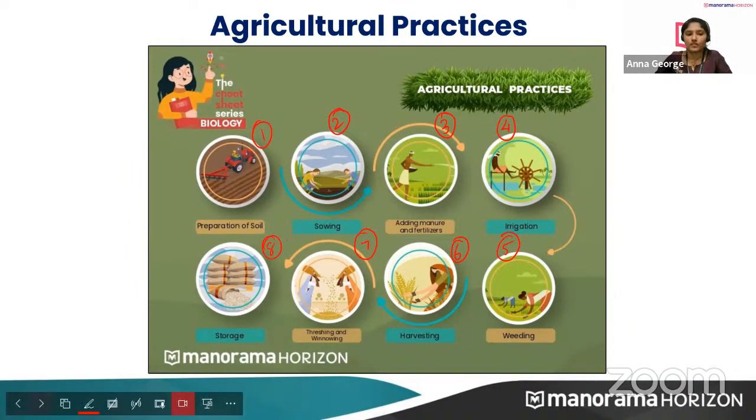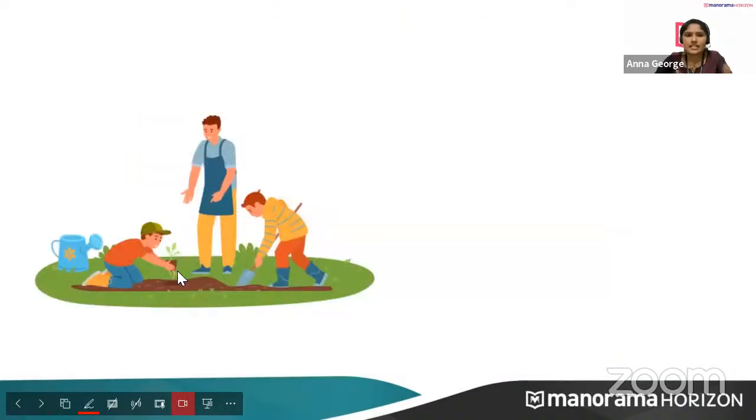So we will deal with all of this one by one. Okay, so what are these kids doing here? You can see two kids. One is using this shovel, and he's just loosening the soil, and the other kid is planting a tree. So what are they doing? What is the step they are doing here? Preparation of soil. It's very good. It is preparation of soil. They are making the soil bed loosened or turned in order for the plants to grow.